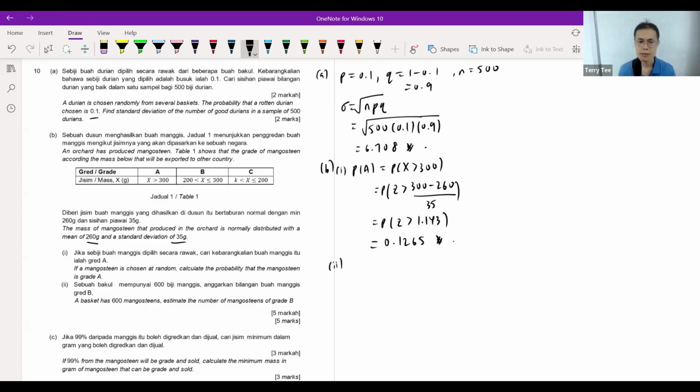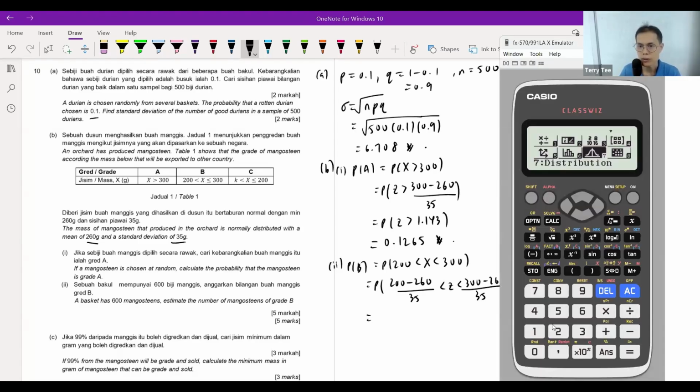Now, next, a basket has 600 mangosteen. Estimate the number of mangosteen of grade B. Okay, grade B is between 200 and 300. So for 200, you have to minus your mean 260, standard deviation 35. 300 minus 260 divided by 35. Actually, this one you don't need to count because you already know for 300 it is 1.143 from the first part. But anyway, I've written already.